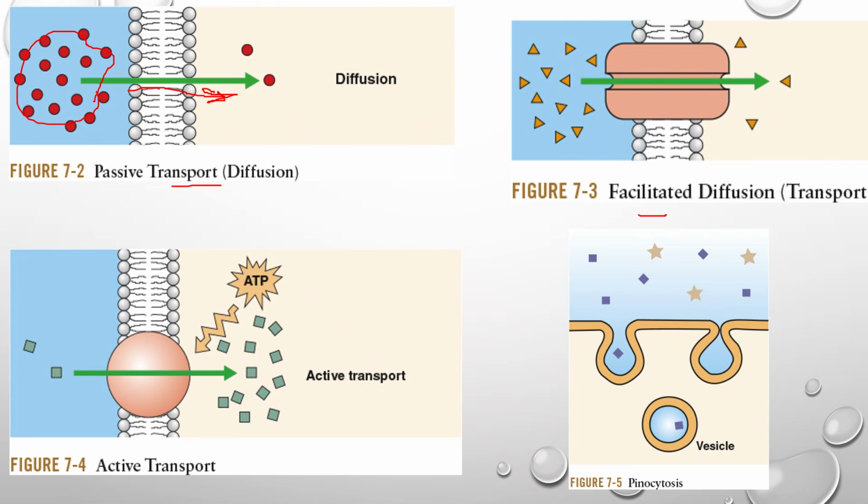Now, facilitated is very similar here. Again, diffusion, we don't need energy. It's going from a high to low concentration, so we have a lot on the outside, not so much on the inside, but the molecule cannot move across this membrane like we see with passive. So it needs the help of this transport protein to provide some type of tunnel or passageway for the molecule. So that's facilitated.